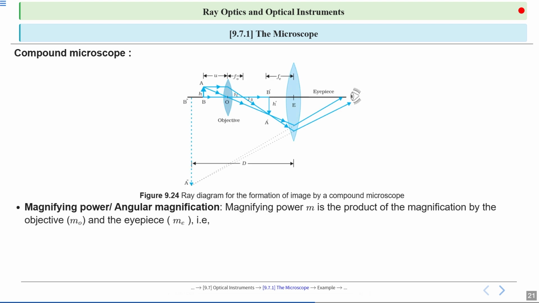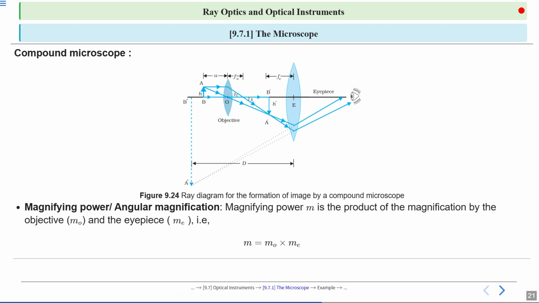Now let's talk about magnifying power, also known as angular magnification. This is a key concept in understanding how microscopes enhance our vision. The magnifying power is the product of the magnification by the objective lens and the eyepiece. This means that both lenses work together to enlarge the image, and we will explore how each contributes to that overall magnification. Here is the formula for magnifying power.